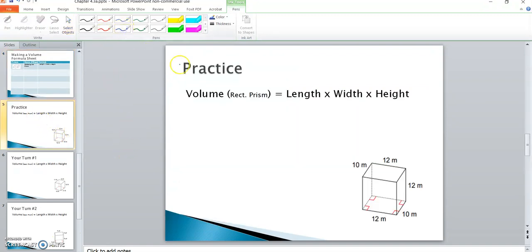Okay, so we've got the length, the width, and the height. This will be our length. So our length is 12 meters. The width is 10 meters. And then the height is 12 meters.